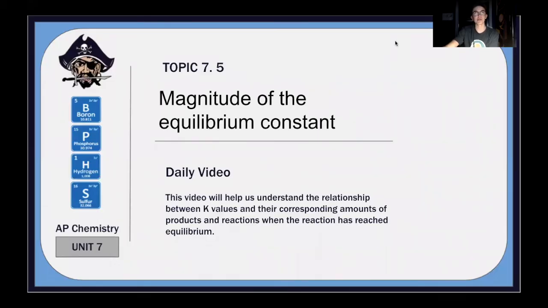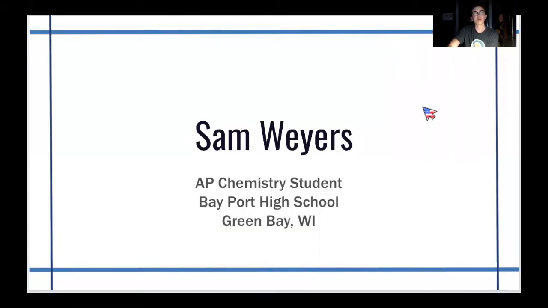Welcome to AP Daily Topic 7.5, Magnitude of the Equilibrium Constant. This video will help us understand the relationship between K values and their corresponding amounts of products and reactants when the reaction has reached equilibrium. I am Sam Wires, an AP Chemistry student at Bayport High School in Green Bay, Wisconsin.